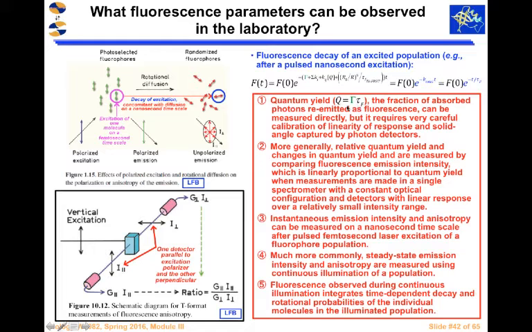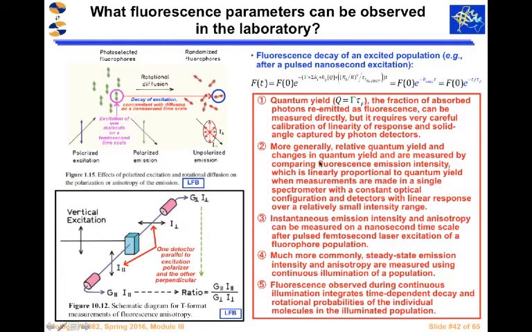Quantum yield, which is the fraction of absorbed photons re-emitted as fluorescence, can be measured directly, experimentally, but it requires very careful calibration of linearity of response and solid angle captured by photon detectors. The details here are not particularly important, but the idea is if we carefully look at how many photons are absorbed by a sample, and then we carefully look at how many total photons are emitted by a sample, doing that we can measure quantum yield. That can be done, but that's a rather tricky and difficult measurement. If you look online for fluorophores people typically use, you can find quantum yield values. It's done by doing careful experiments of that kind.